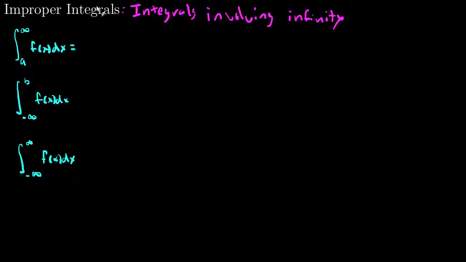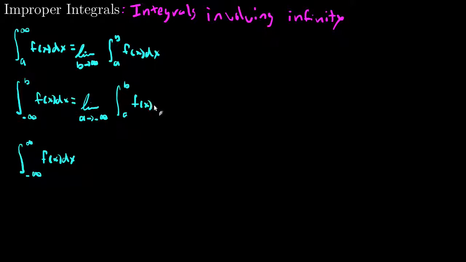But what I can do is like what I did in that graph. I can consider the limit as the upper limit approaches infinity of this integral of f of x dx. Or for this one, I can consider the limit as the lower limit approaches negative infinity of the integral of f of x dx. And for this one, here's a little trick, and I'll show an example and I'll try to make it really clear for this.